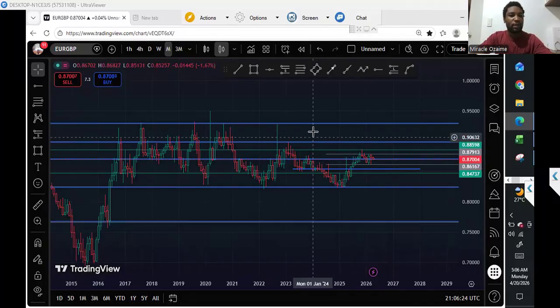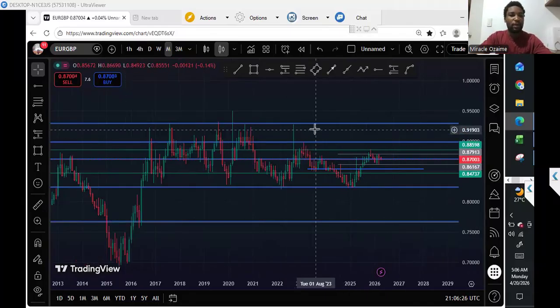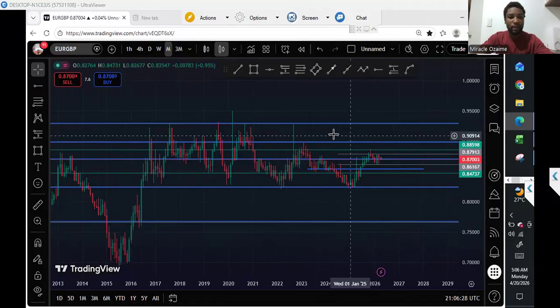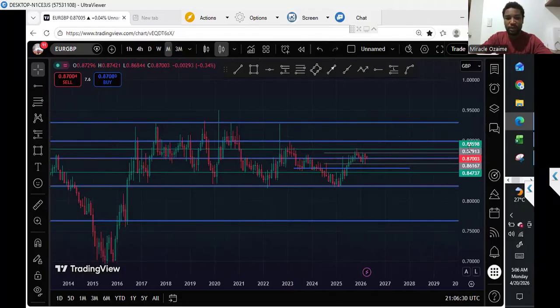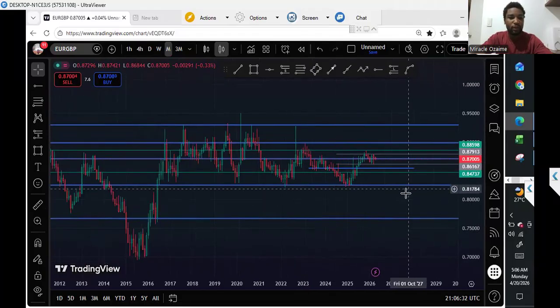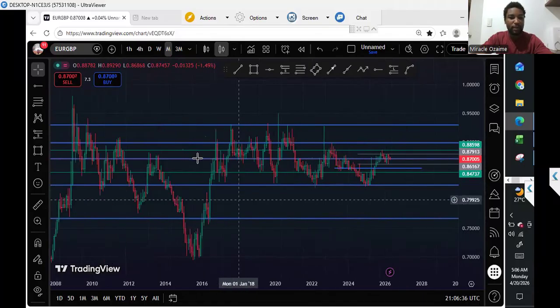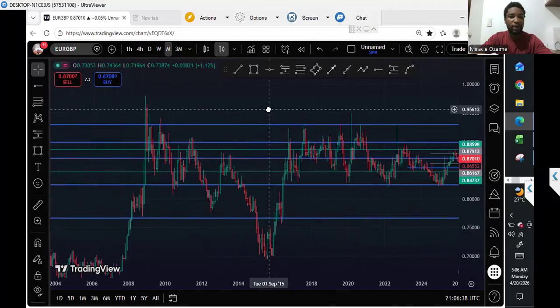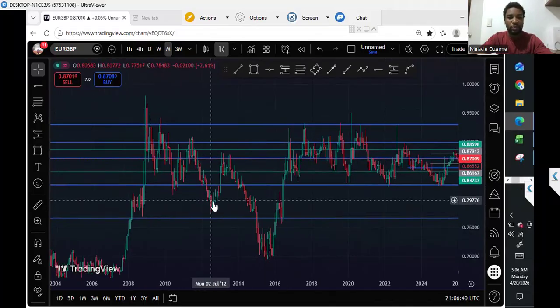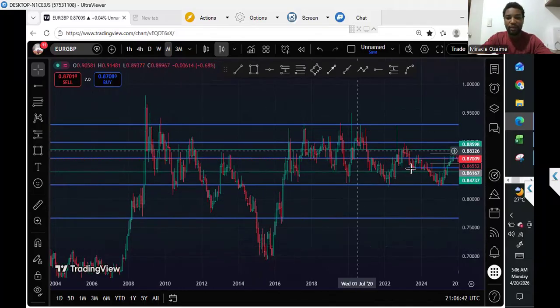So I'm going to be checking the analysis for Euro GDP today. Let's see what Euro GDP is going to give us for this week. We have this massive inverse head and shoulder pattern if you come to the monthly time frame. Look at the shoulder level, look at the head, look at another shoulder.